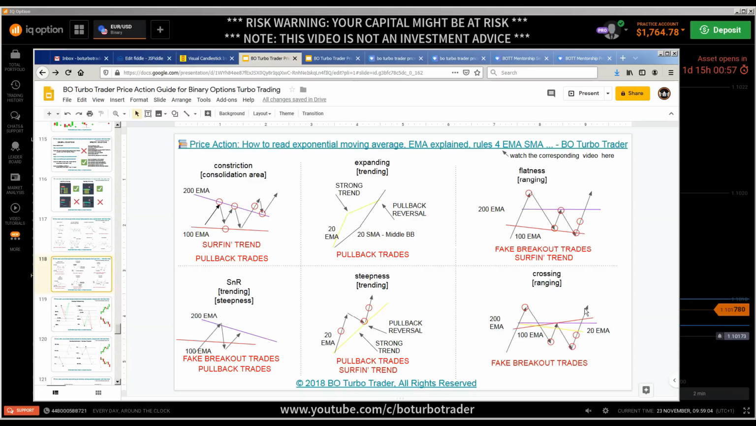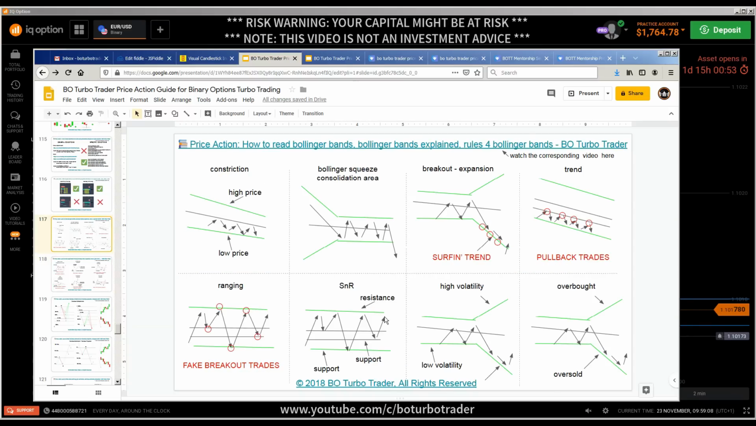Yes, if you have a ranging market, trade at the edges of the Bollinger Band. Where do we have it? Here, and at the middle Bollinger Band or at the one deviation. You have to be careful that you get reversals there. Yes, in a trending market you will get reversal retracements, yes, and then continuations, pullback trades from the EMAs or pullback trades from the deviations.